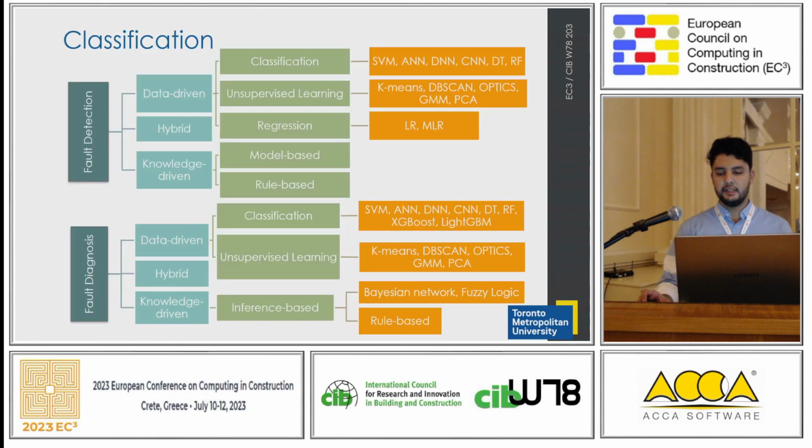We can classify FDD methods into data-driven and knowledge-driven and also hybrid methods. Data-driven methods are those that are built and trained from the data via machine learning techniques like classification, unsupervised learning, and regression. So we have a building automation system, we have data sensing, and we have machine learning. So we can adopt data-driven FDD for our buildings.